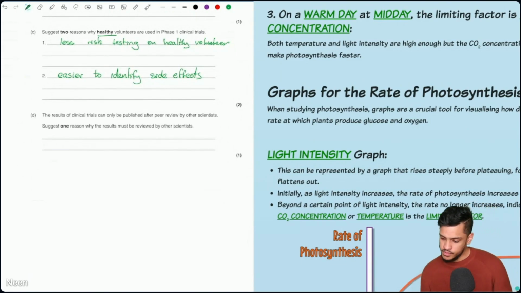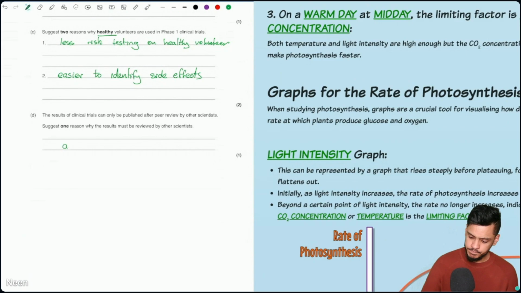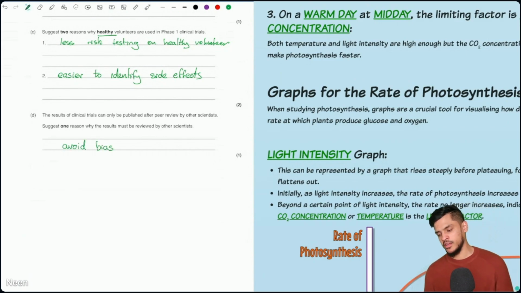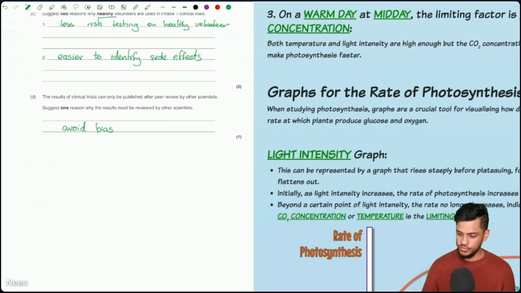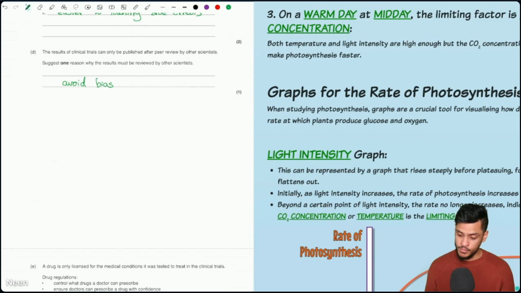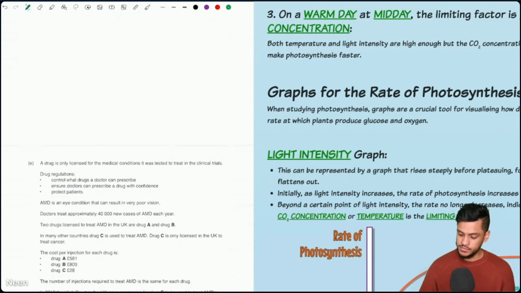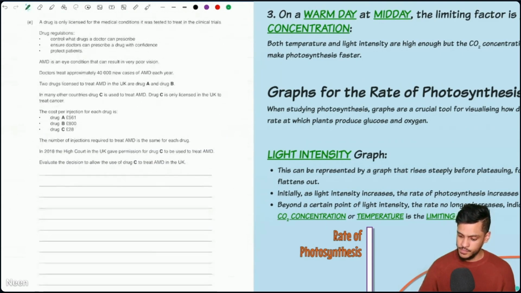Next one. The results for clinical trials can only be published after peer review by other scientists. One reason why the results must be reviewed is to avoid bias or to prevent false claims. If a company is doing a drug trial, they're going to want their own drug to do well, isn't it? So that they can make more money. So it needs to be reviewed by someone external so that they're not biased.